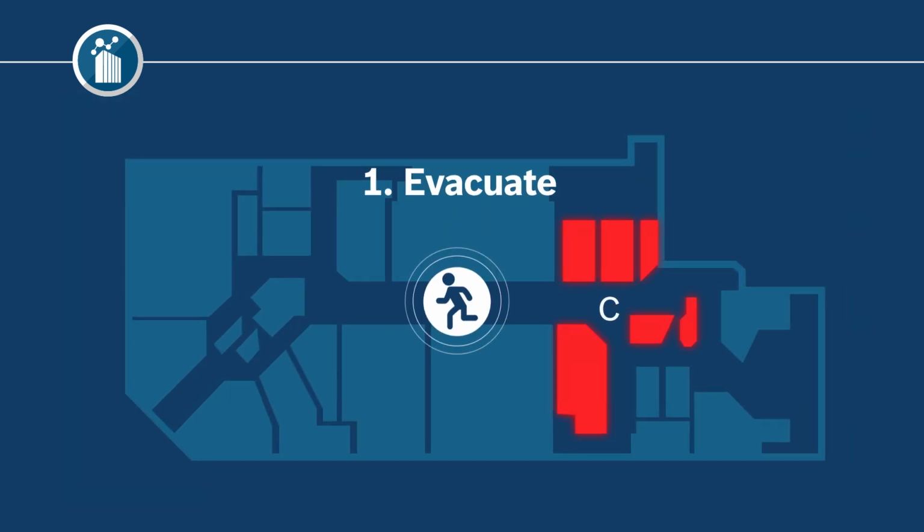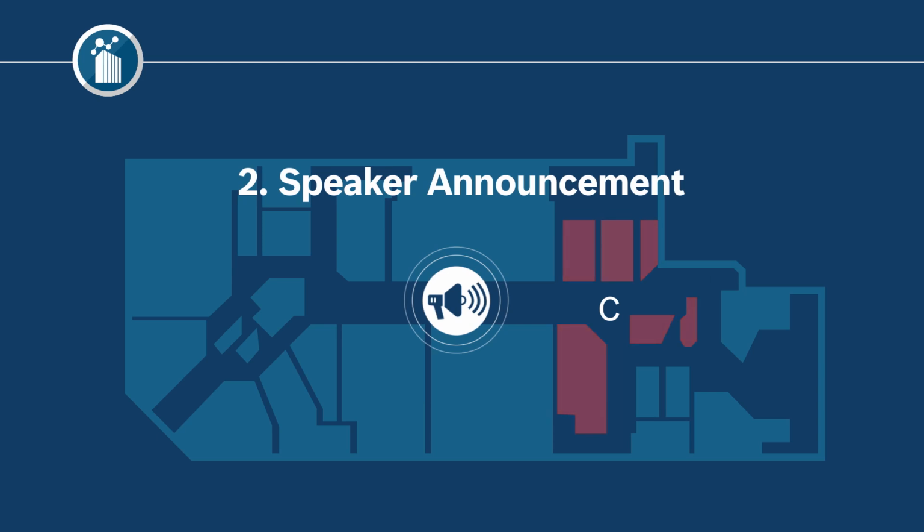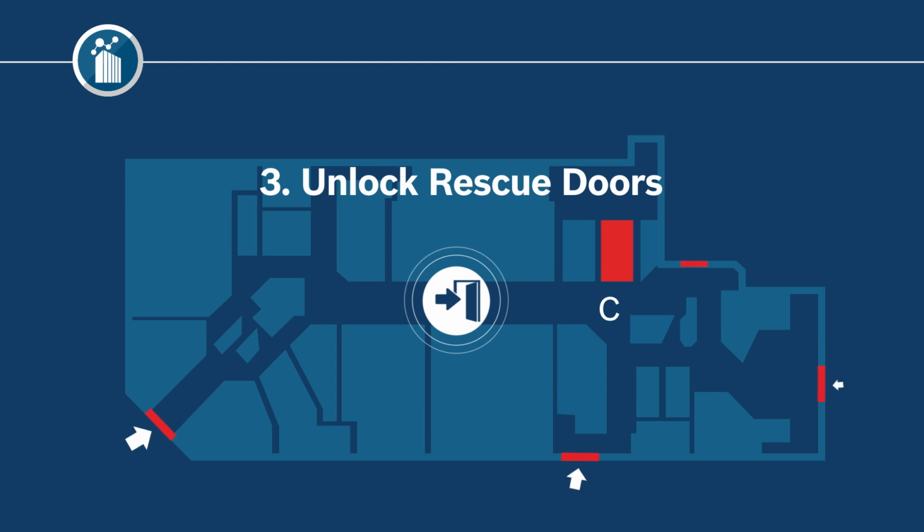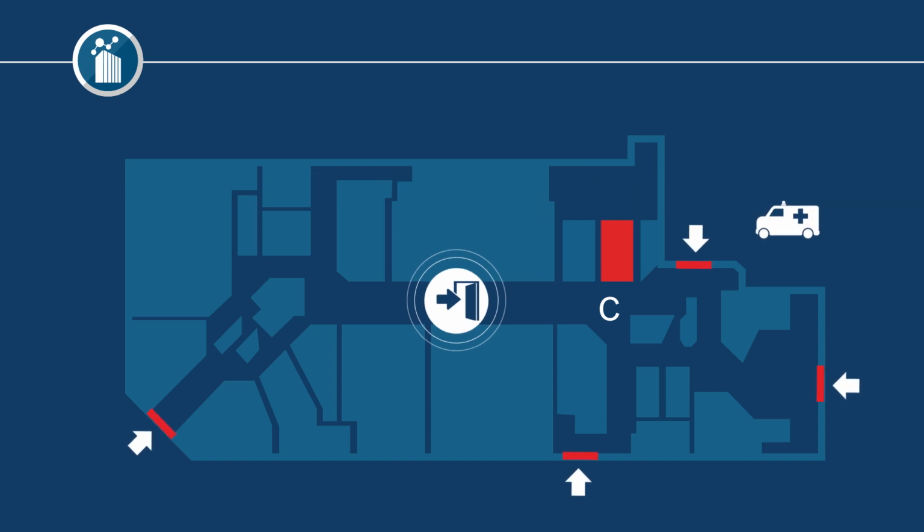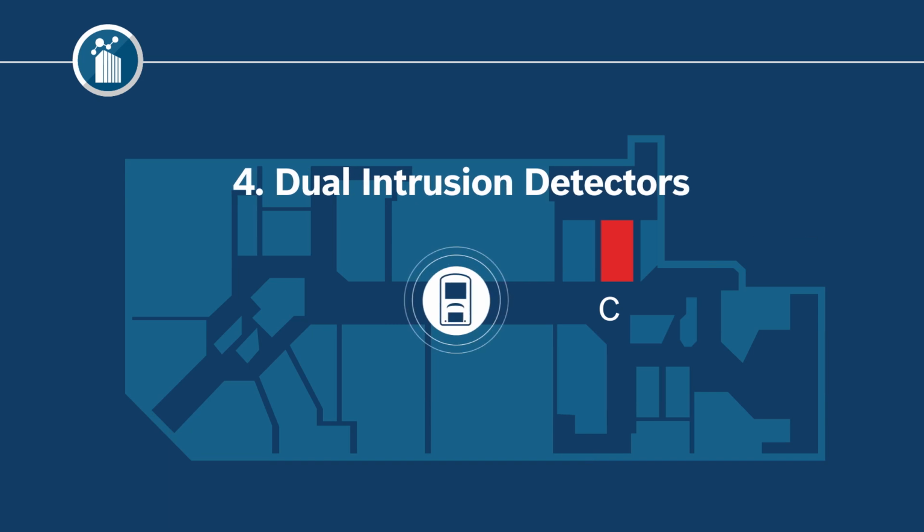Building section C should be evacuated as a precaution, and BIS even provides him with the appropriate speaker announcement. Tim simultaneously unlocks the rescue doors to let first responders enter the building. Shortly thereafter, BIS proposes to Tim to check via dual intrusion detectors if every person has left the danger zone.